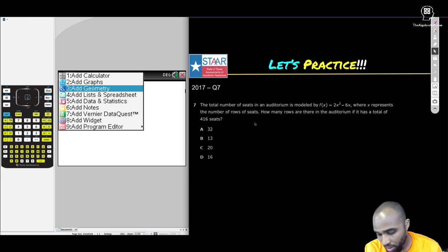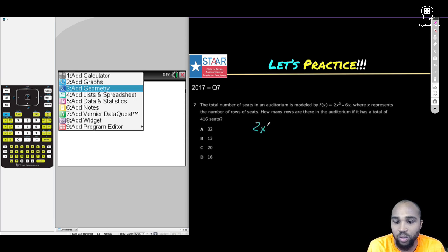All right, so what I'm going to look at first is the idea of graphing this. So when I say we can rewrite this as 2x squared minus 6x, and this is going to equal the total number of seats, 416. And we want to know x, the number of rows in this equation. So all I did was put 416 in place of f of x, which represents the number of seats. How many rows are there? So what this equation is really saying is this side is equal to this side. Where do they cross is really what I should be thinking about.